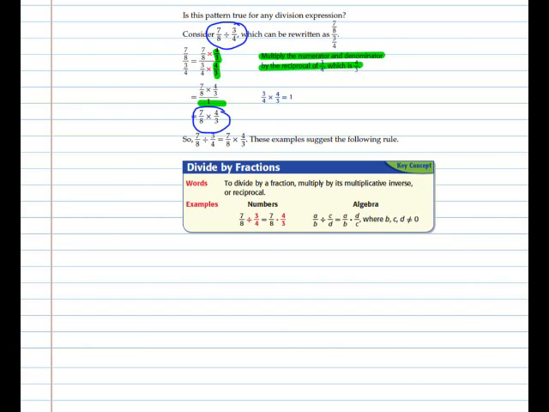7/8 divided by 3/4. So 7/8 divided by 3/4 is the same thing as 7/8 times 4/3, which suggests the following rule. To divide by a fraction, multiply by its multiplicative inverse or reciprocal. So 7/8 divided by 3/4 is the same as 7/8 times 4/3. A over B divided by C over D is the same as A over B times D over C, assuming B, C, and D cannot be 0.